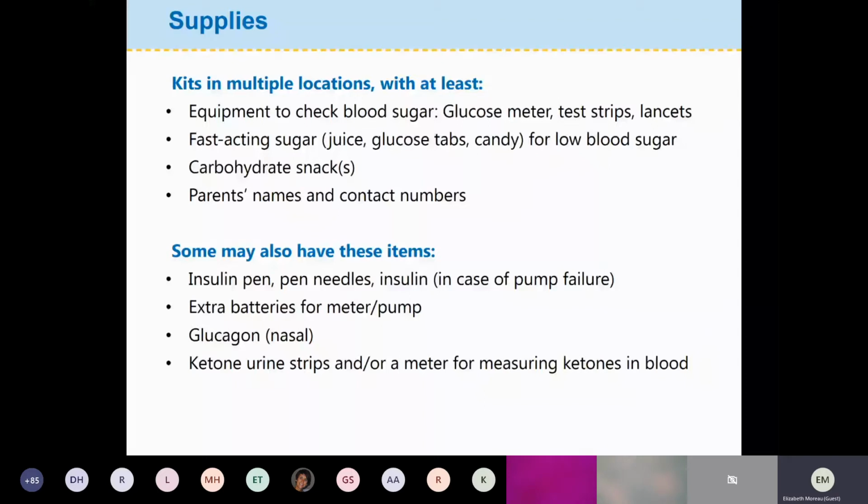And then you can add some carb snacks. Obviously, you'd want your name and contact numbers in there and so on. Some people put things like extra insulin pens or pen needles, things like this. Just keep in mind that some of this stuff does expire. So you want to make sure, again, that you know what you've sent, where it is, what's in it, and how often you need to replenish it. I've received kits at the end of the year that have had things, like foods, that have expired. So just keep that in mind.